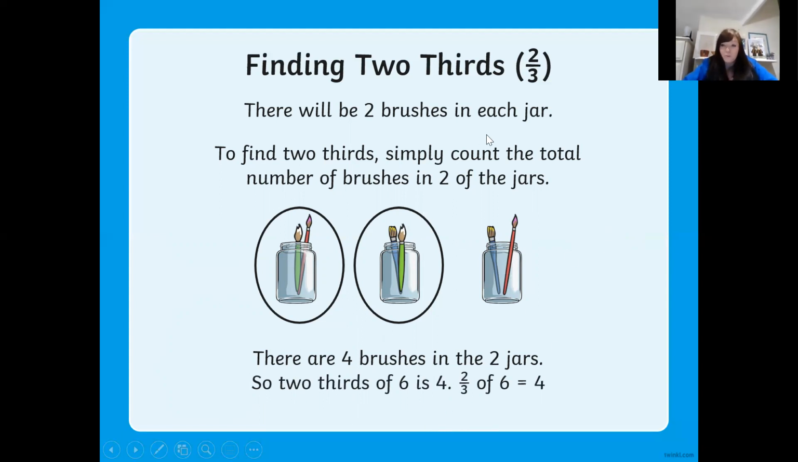To work that out without drawing anything, you would do 6 divided by 3 to find 1/3, which is 2. Then you would do 2 times the numerator, which is 2. So 2 times 2 is 4.